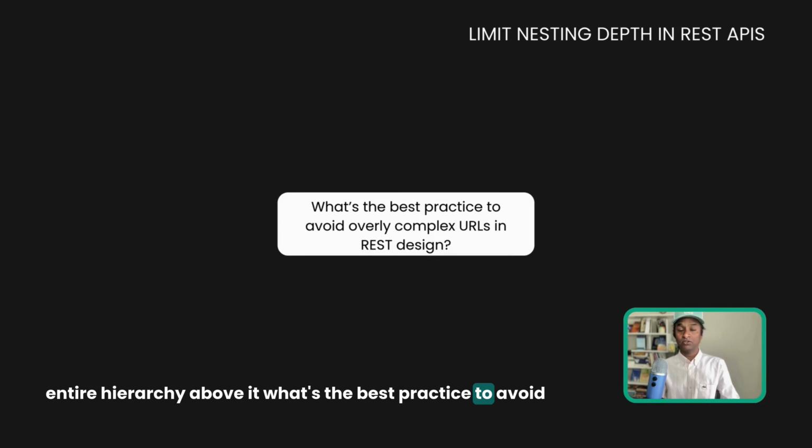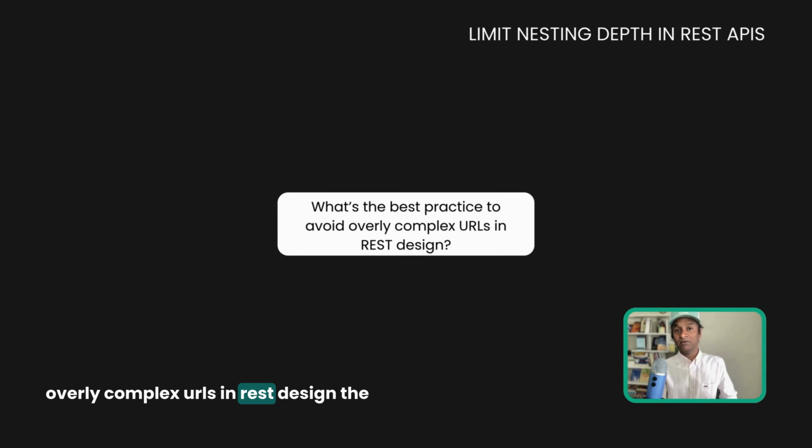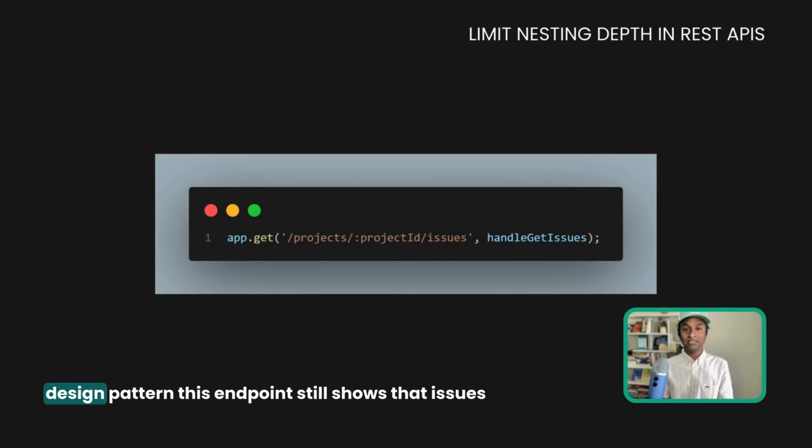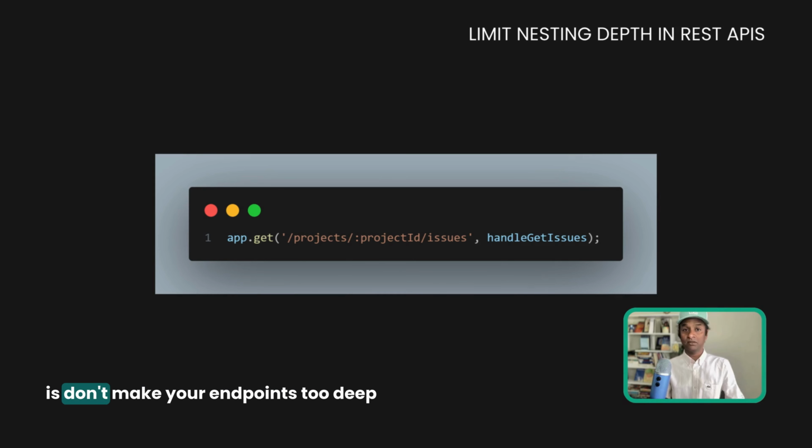What's the best practice to avoid overly complex URLs in REST design? The answer is stick to a flat hierarchy. Here's a better design pattern. This endpoint still shows that issues belong to a project, but it avoids too many layers. It's clear, easy to understand, and works well for both front-end and back-end. The main point is, don't make your endpoints too deep. Use short, clean URLs that go straight to the resource, and add extra details using query parameters or in the response when needed.